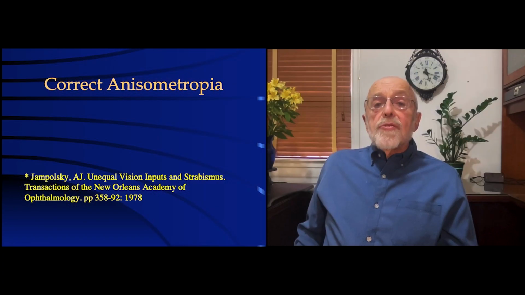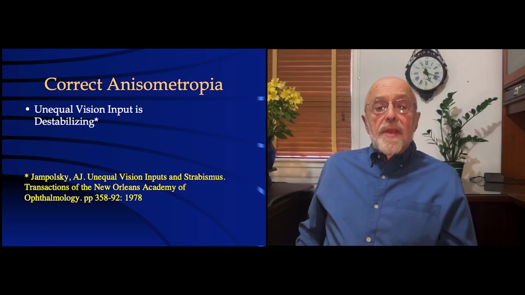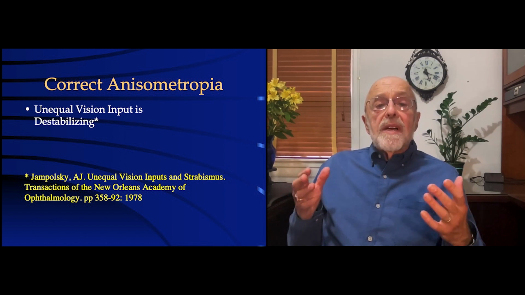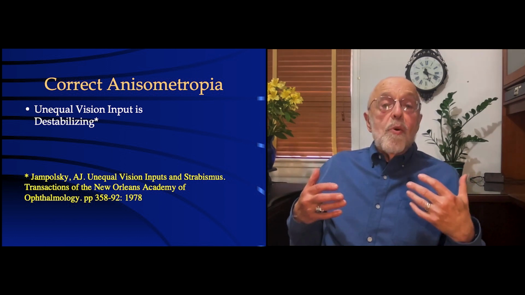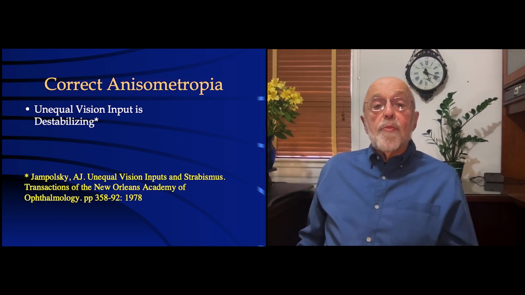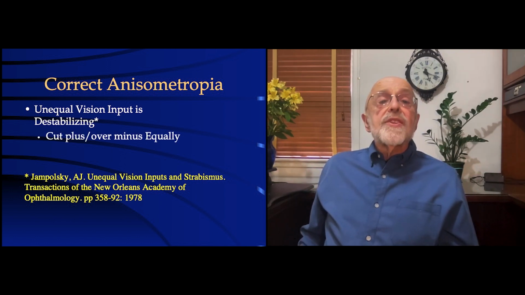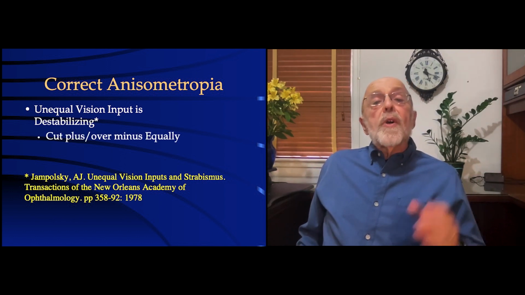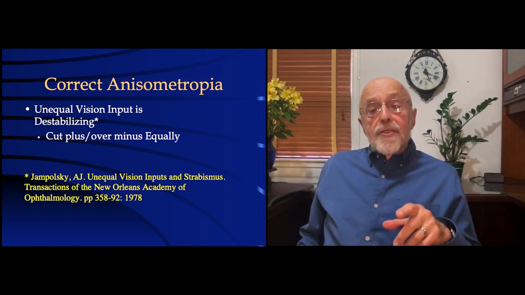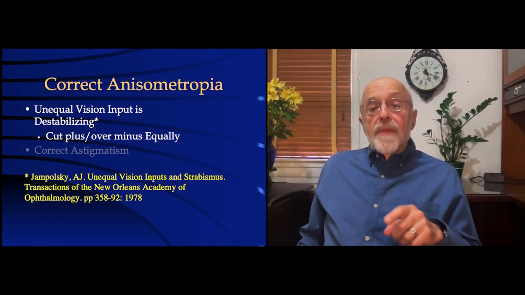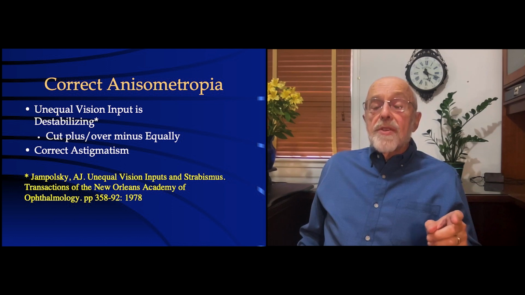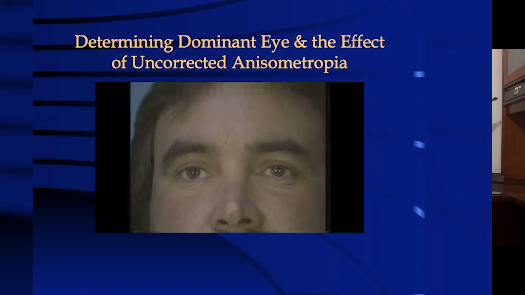I think one of the most interesting articles I've read in strabismus is by Jampolsky in the 1978 New Orleans Academy Transactions called Unequal Vision Inputs in Strabismus. And he points out that unequal vision inputs to the two eyes, meaning uncorrected anisometropia as one cause, is very destabilizing. So if you're going to cut the plus or over-minus a patient, do it equally. And if there's any significant astigmatism, correct it.